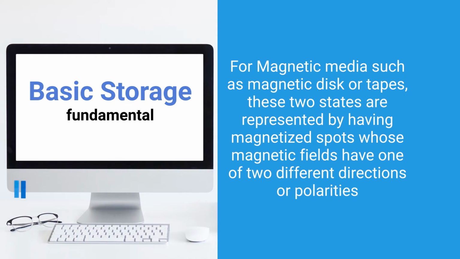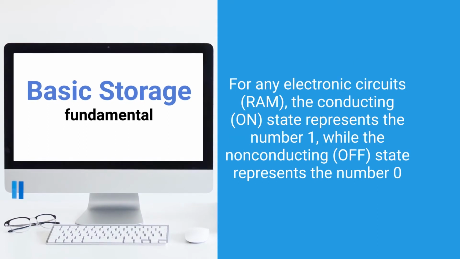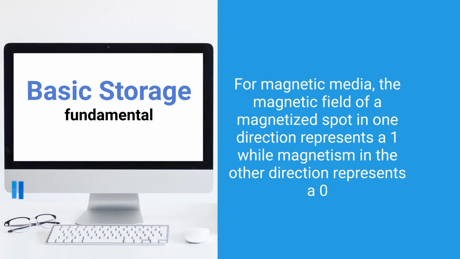So, primarily, in these electronic circuits, like we talk about RAM, the conducting, on state represents the bit 1, and the non-conducting, that is the off state, represents the number 0. Similarly, for magnetic media, the magnetic field of a magnetized spot in one direction represents a 1, while the magnetism in another direction represents 0.